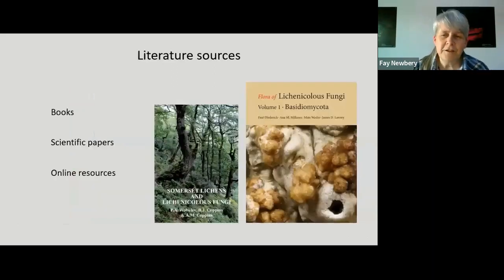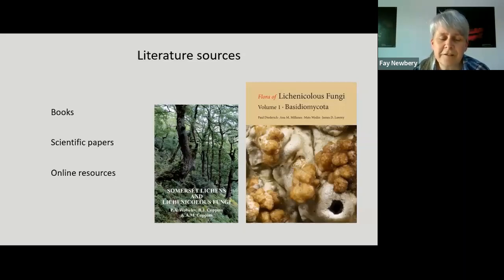So if you want to look at Lichenicolous fungi and you want to try and get some of them to names, what literature sources have you got to help you? There is a real dearth of books. Until last year, the only book was a Somerset lichens and Lichenicolous fungus checklist. And that's just a list. It doesn't help you identify anything, but it tells you what grows in Somerset. And that's an English southern county, slightly towards the west where it's damper.